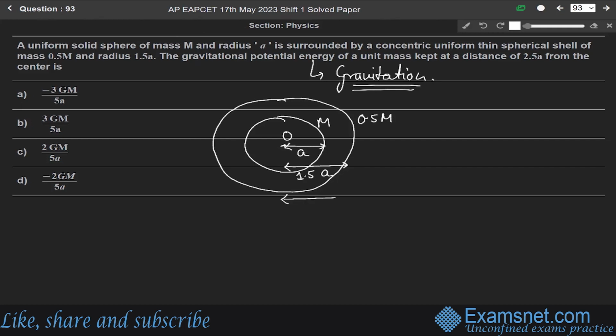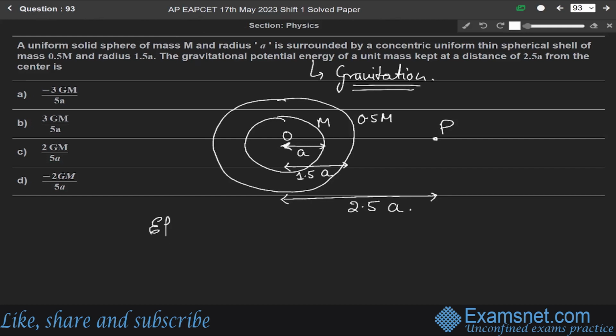Means from the center to this point, let us say we have to find the gravitational potential energy at this point P. So this distance is 2.5a. From these given conditions, the whole mass, both of the solid sphere as well as the spherical shell, is assumed to be concentrated at this point O.